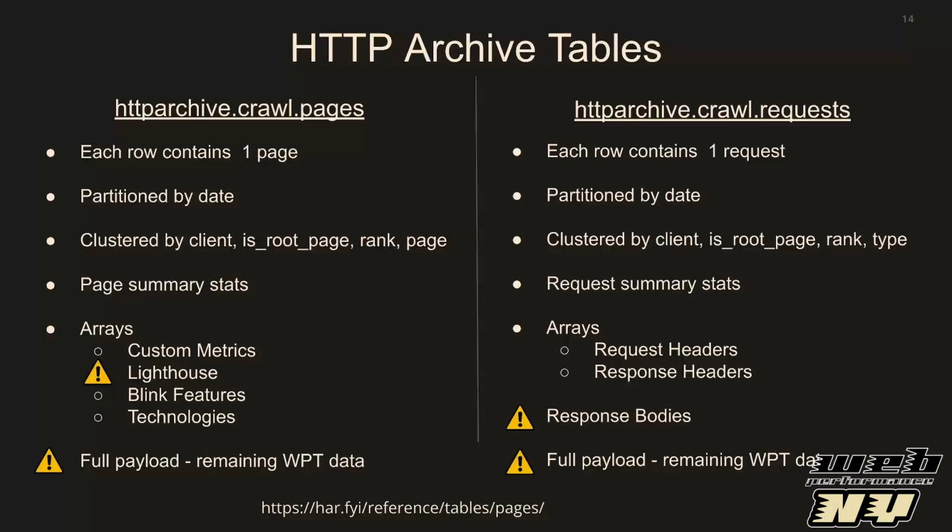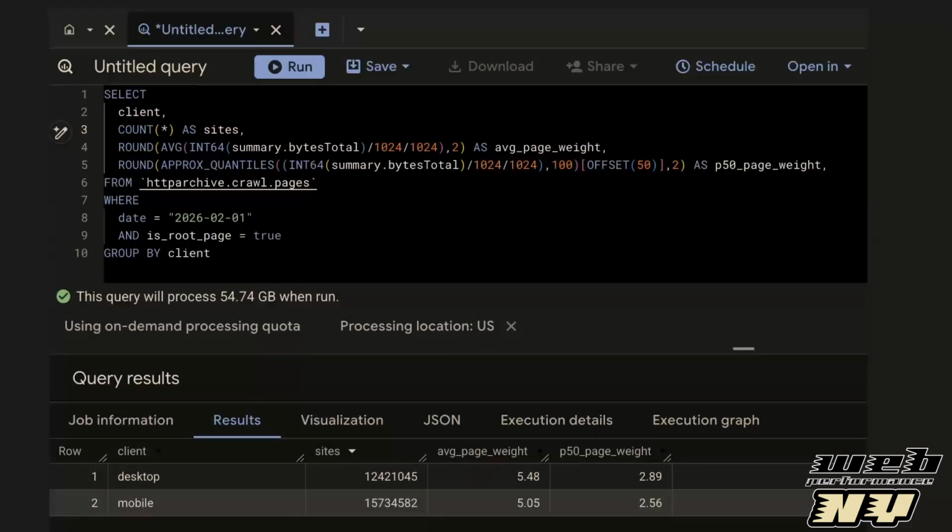metrics or Lighthouse tests. You can run queries to see how many websites fail a particular Lighthouse audit. The same data exists for requests, and you can look at every request header and response header across all of these websites. You can even parse the response bodies, although that is prohibitively expensive. So I put a little warning icon next to the things that you should be really, really careful about querying.